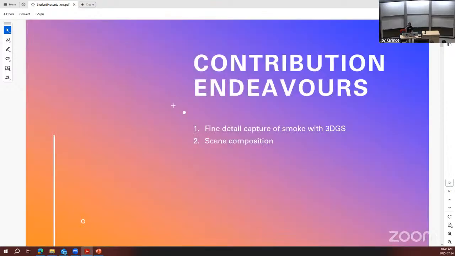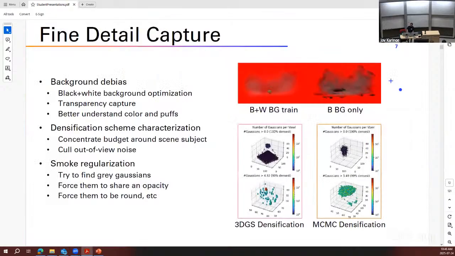So my contributions center around two poles: better capturing the fine details of smoke, and then, with these better captured details, trying to use the reconstructed scenes with other scenes, just like you would with a vertex, a 3D editing program like Blender.